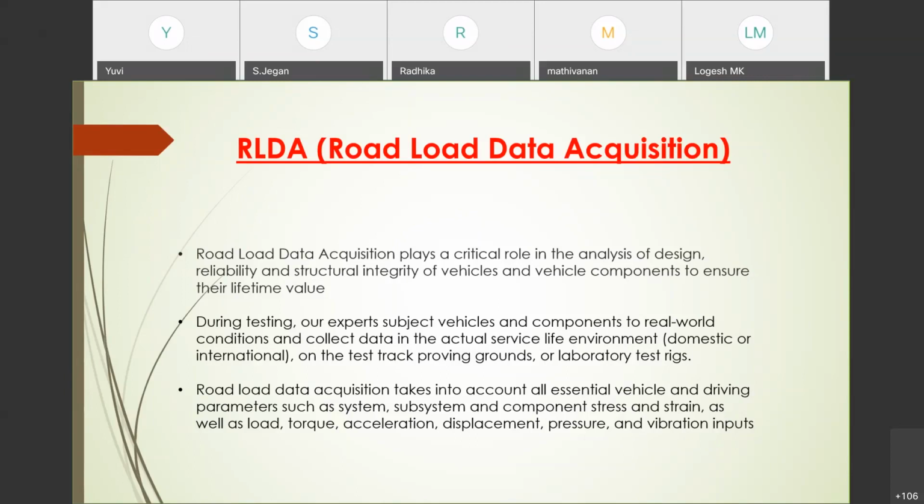Say, for example, if the warranty period of the vehicle is 1 lakh kilometers, it's not practically possible to check the complete vehicle for 1 lakh kilometers. Instead, we collect the real-time data for, say, 5,000 kilometers. Using those data, we extrapolate it up to 1 lakh kilometers and derive the duty cycle. Once the duty cycle is derived, we hand it over to the durability department, where they test the vehicle based on the duty cycle to find out the vehicle failures.